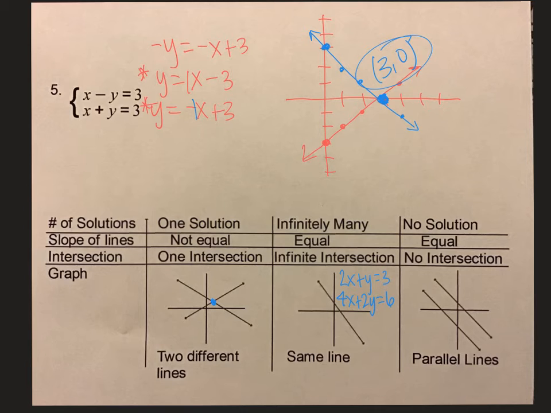And then if you don't have any solutions, your slopes are the same, but they're not going to intersect. So you're going to have 2 parallel lines. Parallel lines always have the same slope, but they have different y-intercepts.